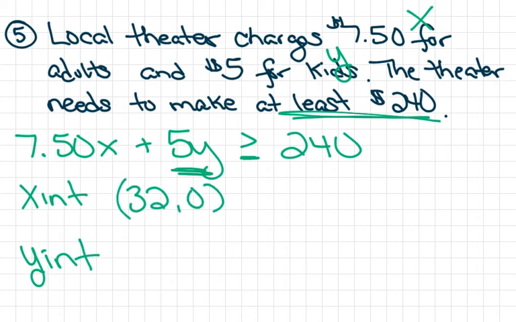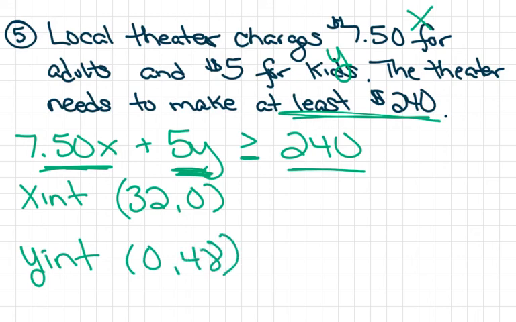Then for our y-intercept, remember you put a 0 in for x. So I really have 5y is equal to 240. So I'm going to take 240 divided by 5. I'm going to get 48. All right, now I know how big to make my graph.